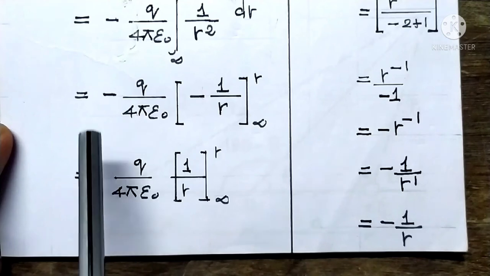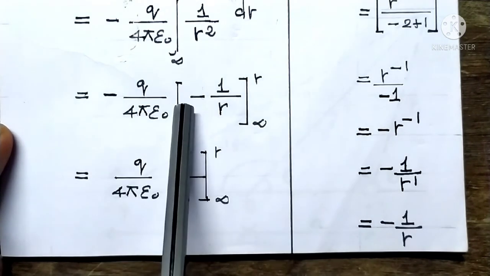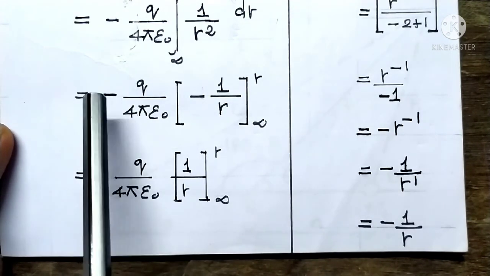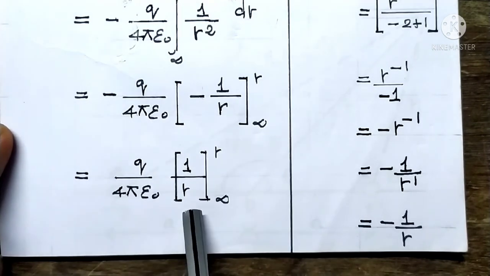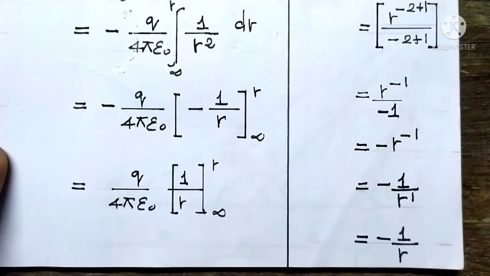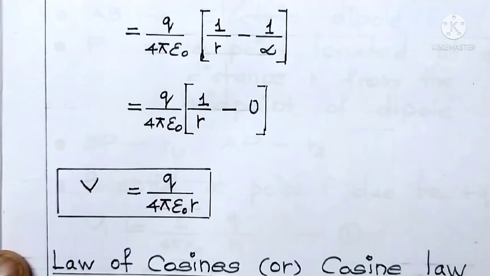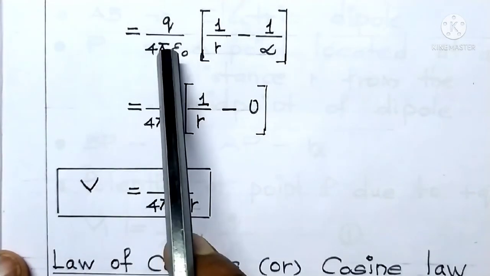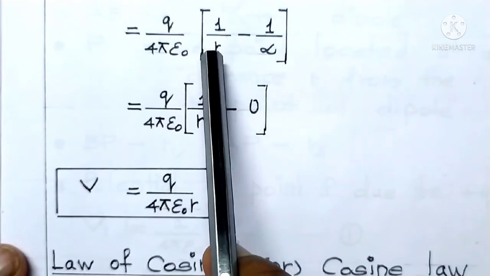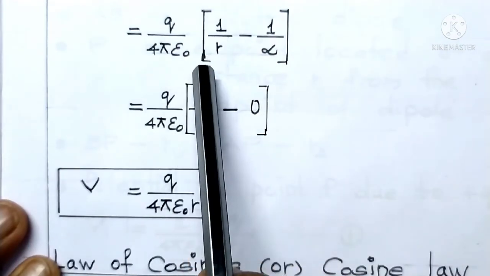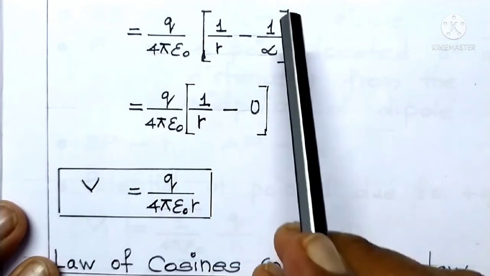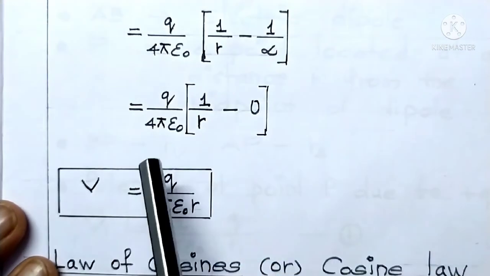So in the next step, this minus and this minus, minus into minus becomes plus. So Q by 4 pi epsilon naught into 1 by r, infinity to r. Here I have substituted the limits. First 1 by r upper limit minus then 1 by infinity lower limit.